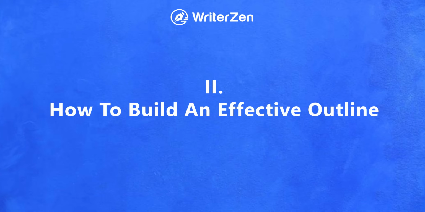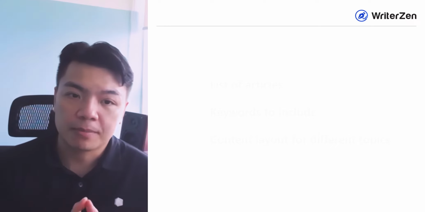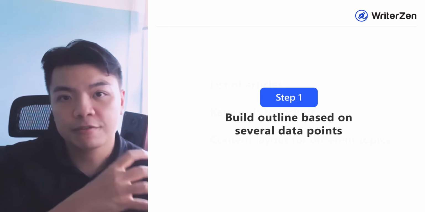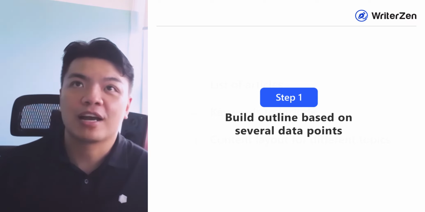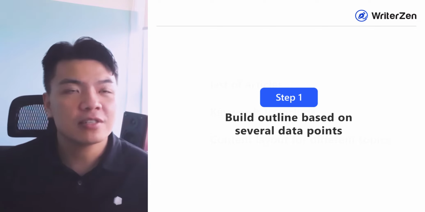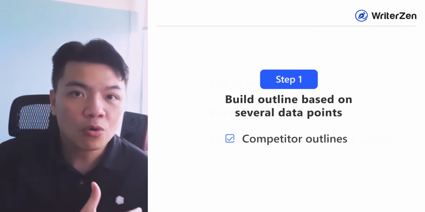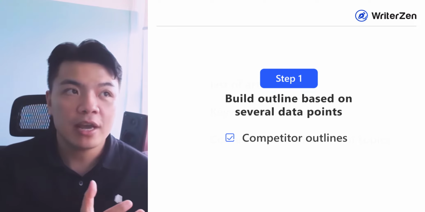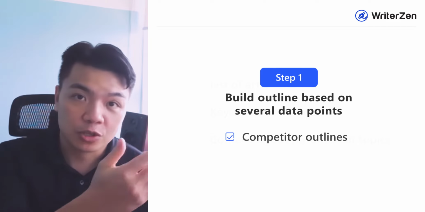So building an effective outline, then moving to the second point, requires 2 steps. The first is you have to access different data points. You can't just go in there and build an outline that you like. You have to first see how other competitors are building their outlines. How do they structure their content for that particular keyword? How many H2s, how many H3s, how do they organize it, for the top competitors?